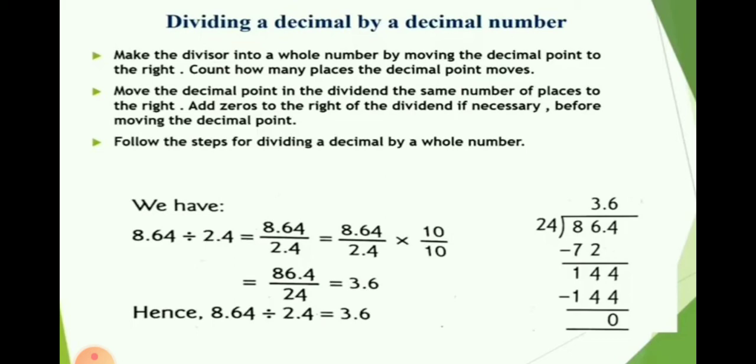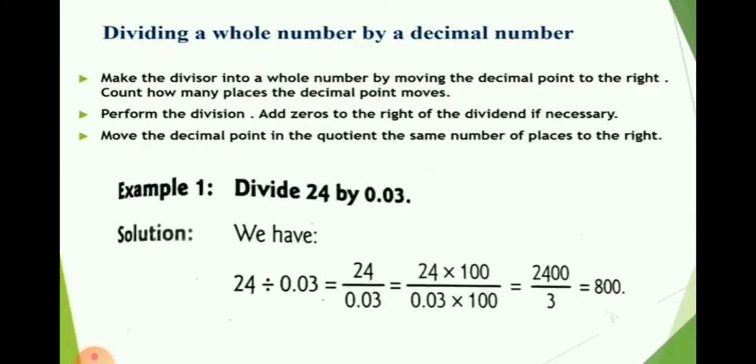24 3s are 72, 14 is left. Now there is no other digit after 6 in our question and before the decimal, so we will place the decimal in the quotient. So now we will bring down this 4. Again we will take the multiple of 24, and you can see 6 times gave us 144, and our remainder is 0.